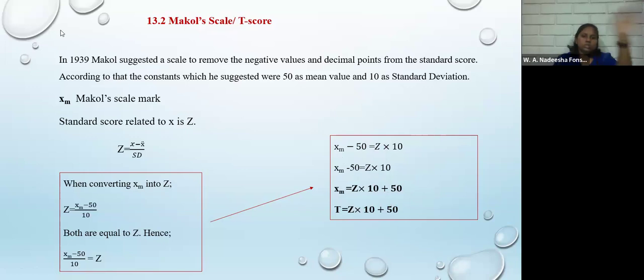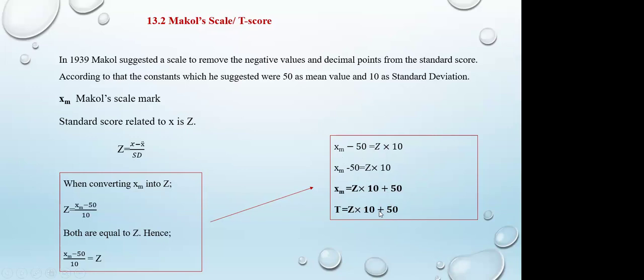McCall's mark is also called T-score. Therefore, we can use T-score, T mark, here also. T equals Z into 10 plus 50. Is it clear? Yes, ma'am.